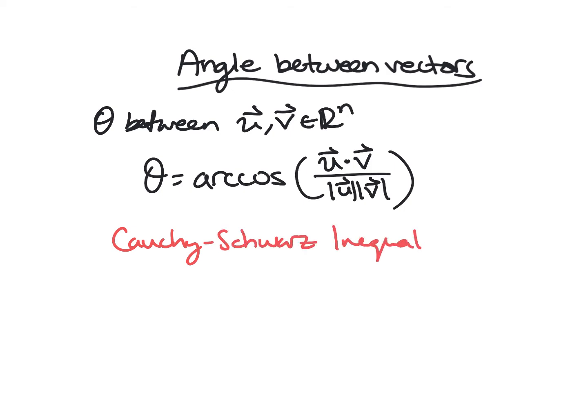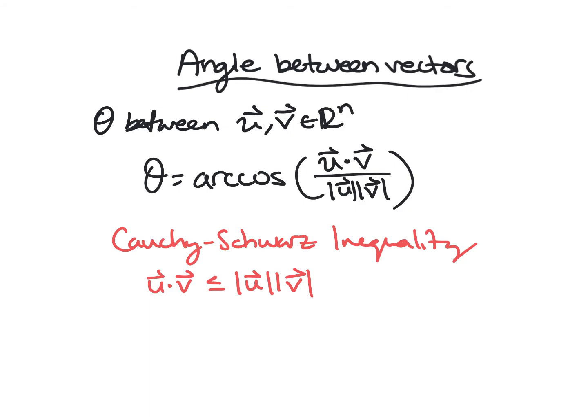And it says that the dot product is going to always be less than or equal to the product of the magnitudes of the two vectors. And it also tells you when they are equal, that's going to be if and only if one is a scalar multiple of the other. So basically they have the same direction.